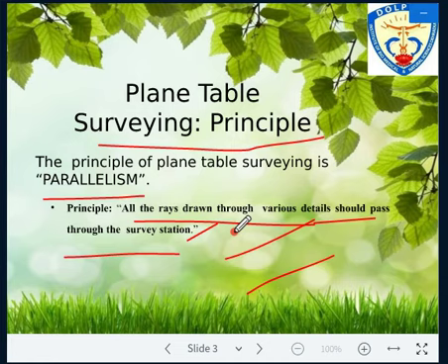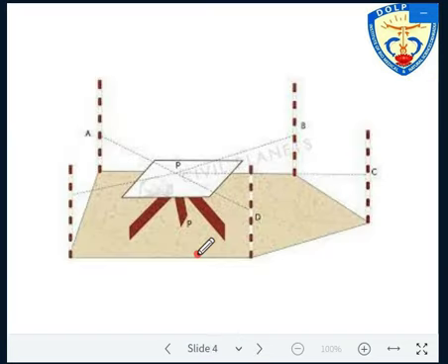So how to understand this? Let me make it simple. This is the meaning of parallelism. This is a basic station, and we are transferring this station onto this plane table, right? From the plane table we are observing this feature and drawing one ray. So what parallelism suggests is that the ray drawn from the station to the object on paper, listen carefully, is parallel to the line from the station to the object on the ground.